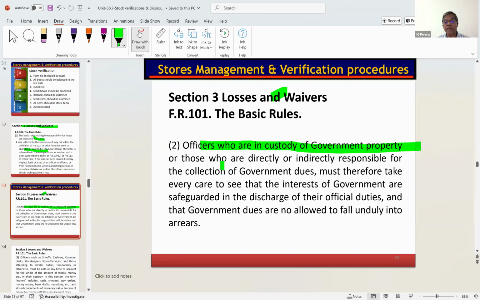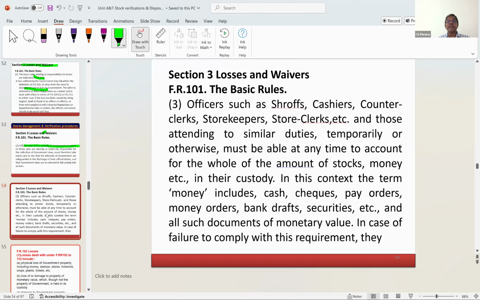So you have to be very careful when you are dealing with this. Those who are directly or indirectly responsible for government property should take care to see that the interest of the government is safeguarded and that their duties are discharged properly, so that no undue arrears, malpractices or corruption, whatever you may call it, should happen. So it has to be dealt with that way.